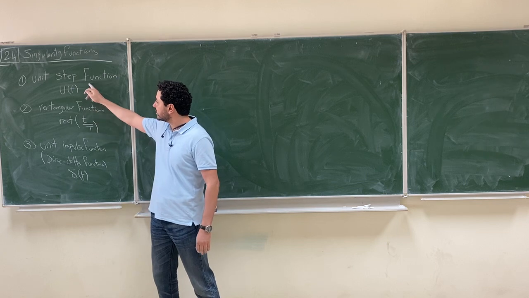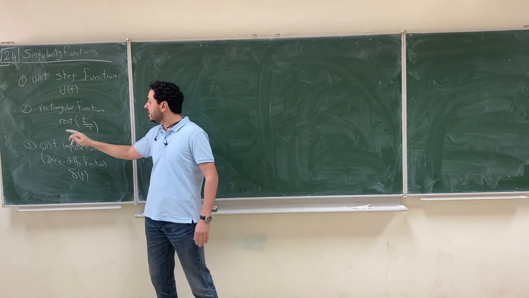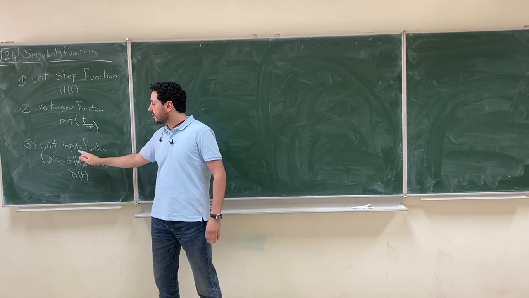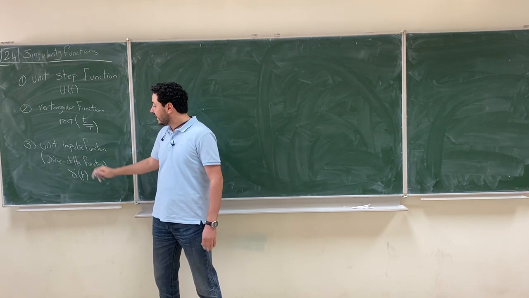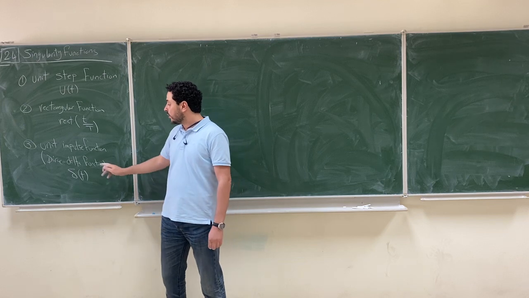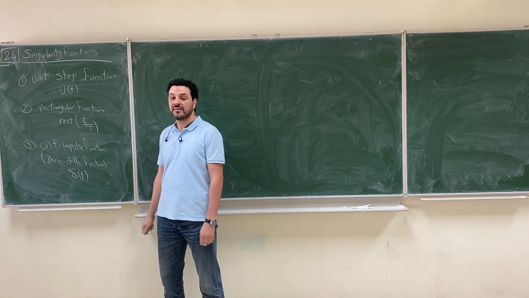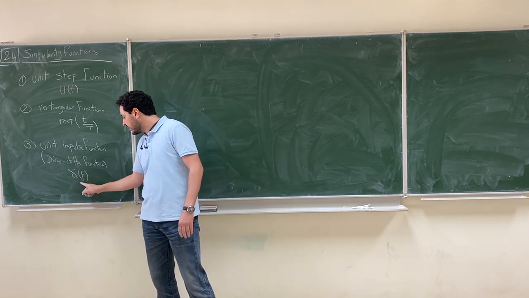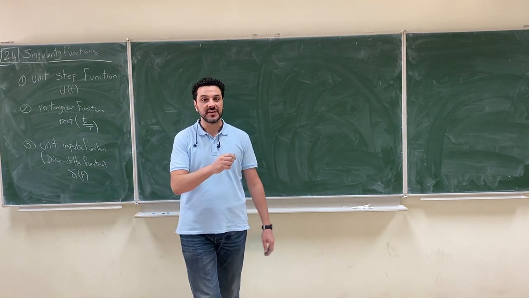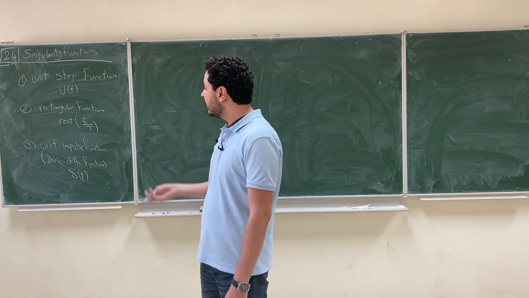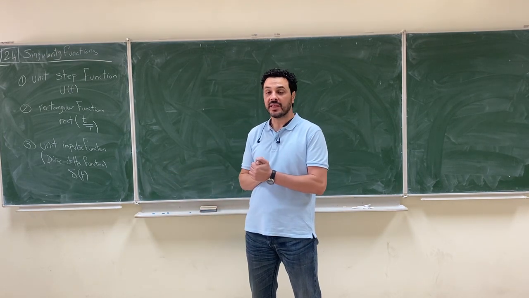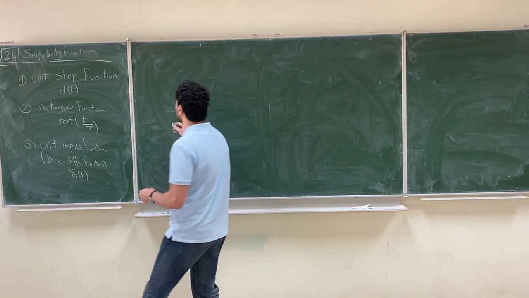This is how we write it. The unit step function, we write it as u of t. The rectangular function, rect t over capital T. And the most important one is called the unit impulse function, or it has another name, Dirac delta function. Usually we call it delta function, and it's written as delta of t. We'll start in this video with the first two functions, and then we'll do a separate video for the unit impulse function. Let's start with the unit step function.